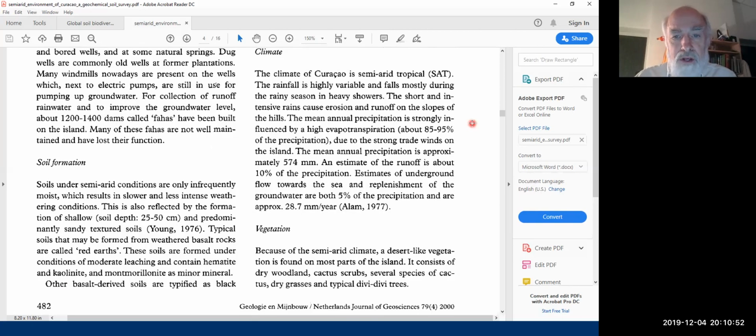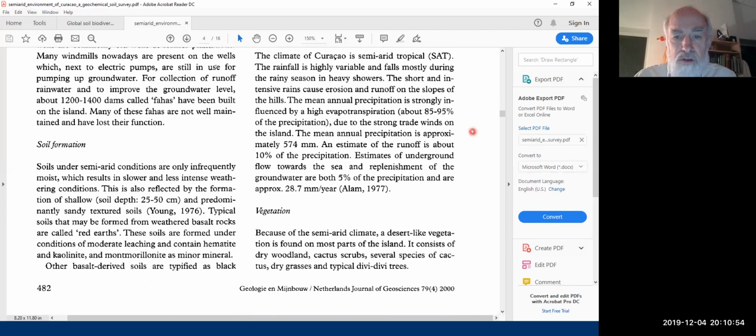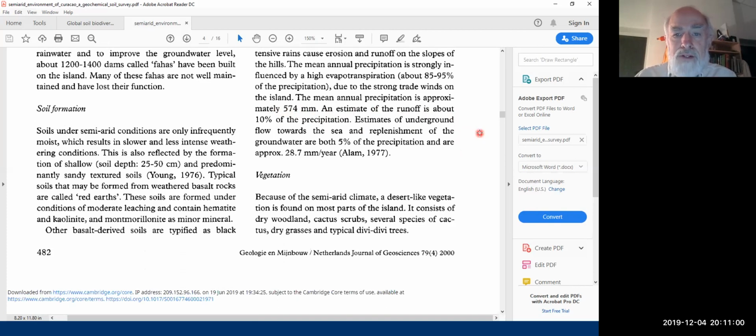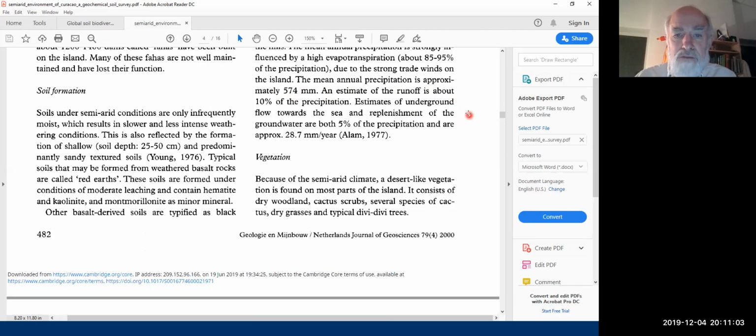climate, so they tell you about the climate, which you know. Strong trade winds, mean annual precipitation about 574, and about 10% ends up as runoff. That's good. Not all of it, you know, most of it stays on the land.